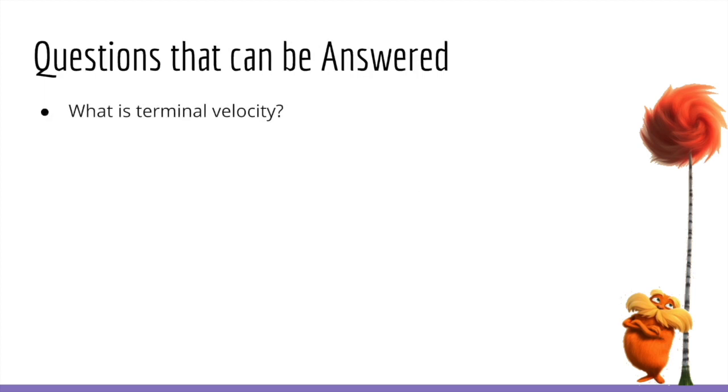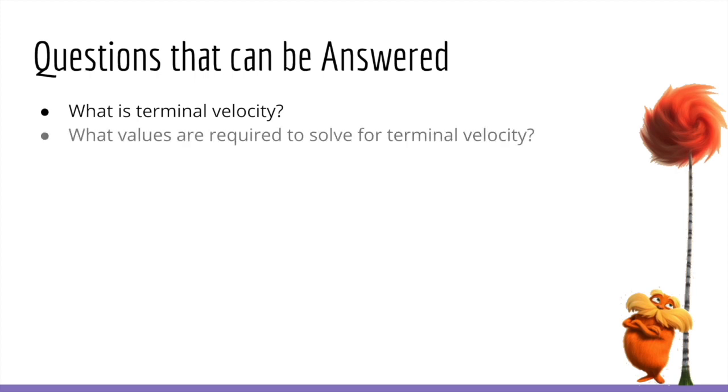Lastly, we have the questions that can be answered. What is terminal velocity? Terminal velocity is the max speed that can be reached by a free-falling object with a force acting against it. And what values are required to solve for it would be mass, gravity, terminal velocity, the density of the fluid, and the area of the object, along with the drag coefficient.